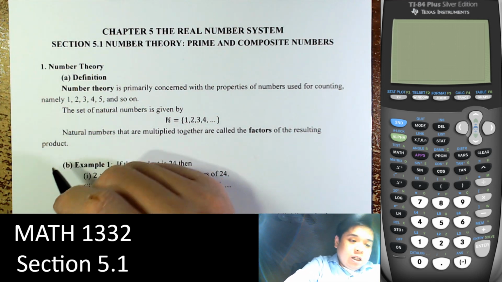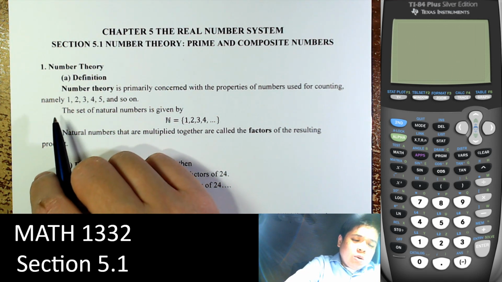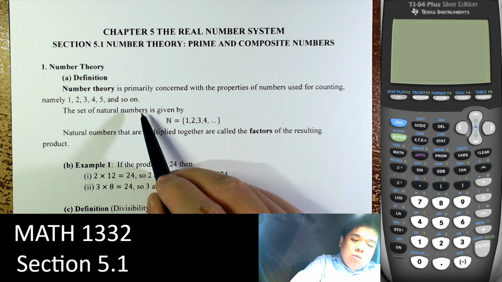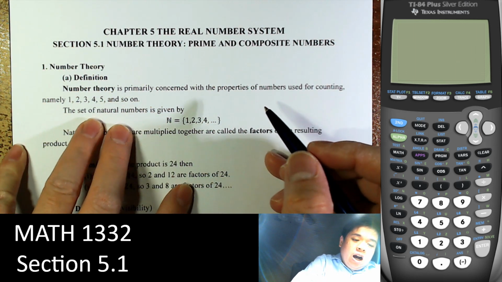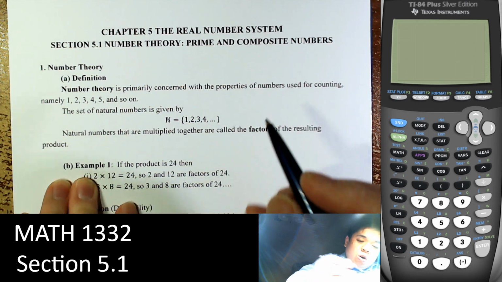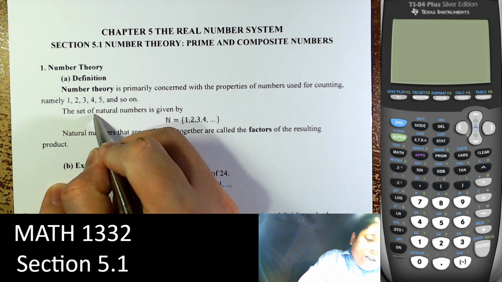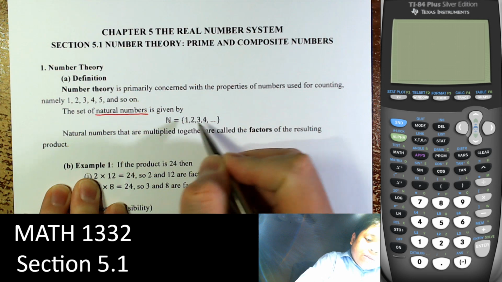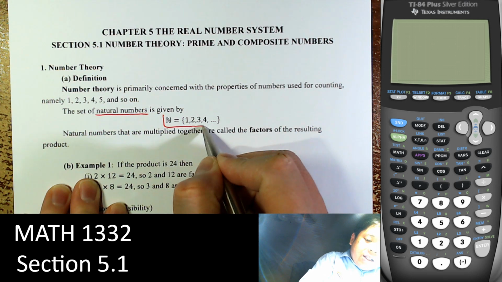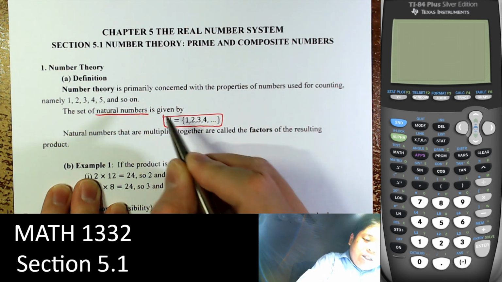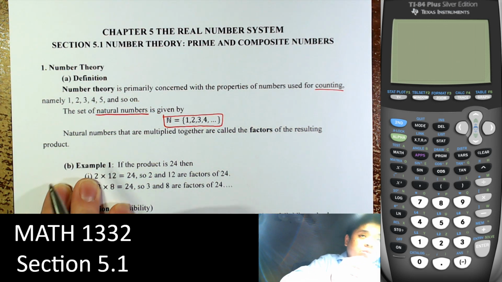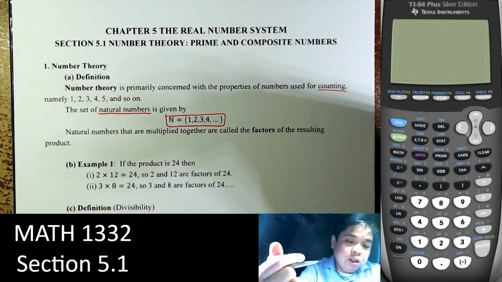So number theory is primarily concerned with the properties of the counting numbers, called the natural numbers. The natural numbers are the set of all the counting numbers: 1, 2, 3, 4, 5, and so on.